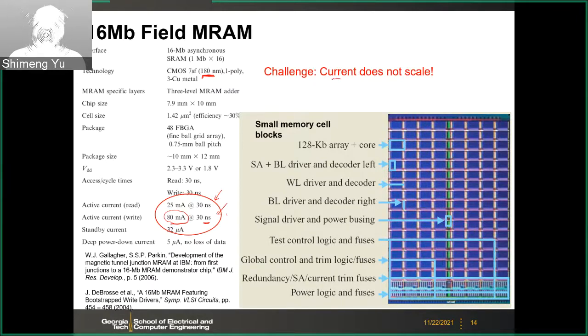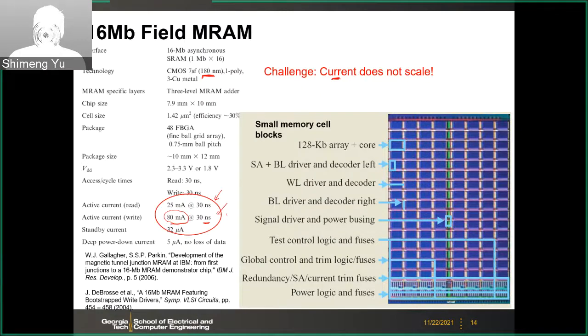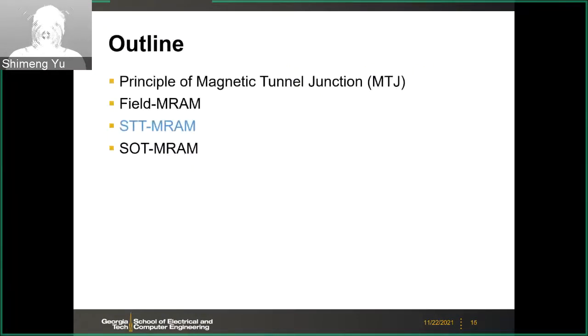So this write current does not scale very well. And 80 milliamps is a huge number in terms of current, and the power consumption is huge. That's why this field switching MRAM does not find practical application, because the power consumption is too high and the write efficiency is too low. You generate the field by passing large currents, and that field will help the switching. So the field switching MRAM did not fly.